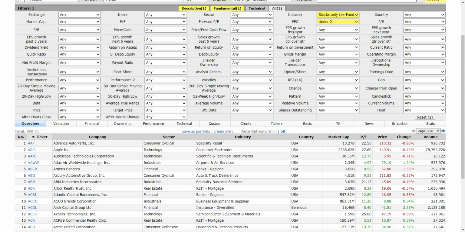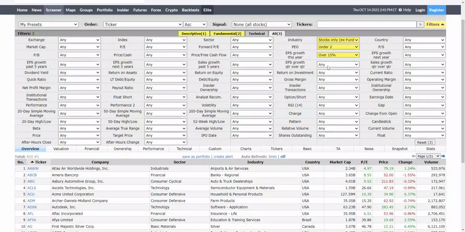We have the EPS growth, or earnings per share growth, this year and earnings per share growth quarter over quarter. On these two, we're going to go over 15%, which is a pretty big number, but we're looking for growth stocks. So over 15% on both of them. Bam, just like that.